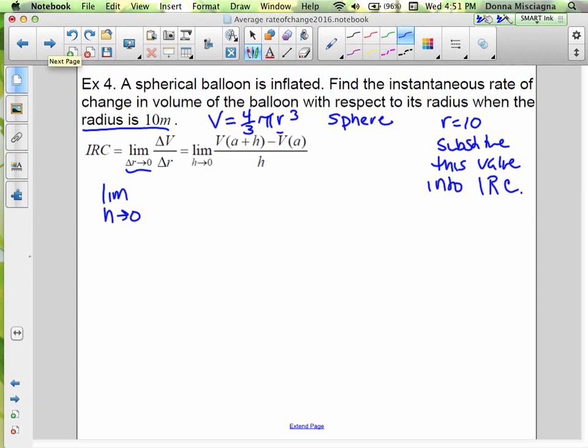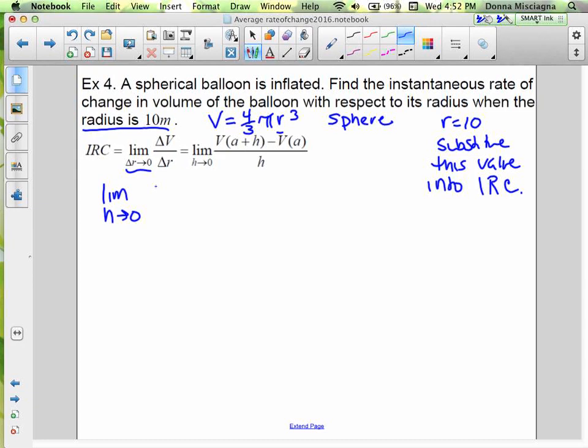If I had a t, it'd be t. Right? So as the difference between the two values in time goes to 0, so the difference between radius at point 1 and point 2, as that difference goes to 0, we're taking that limit. That's what h is. So it's the limit as h goes to 0, and that's just the change in the radius. That difference is going to 0 here.